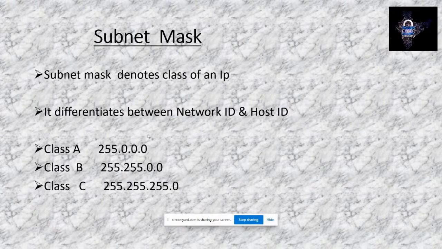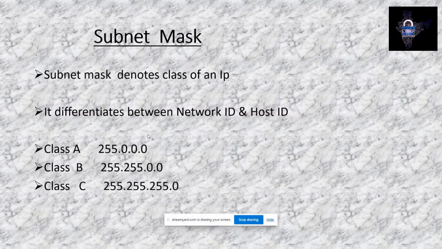We know that in case of Class A, the network part is the first octet, and we assume that all the bits, 8 bits, are on in the network part. So we get the subnet mask of 255.0.0.0. 0 means the host part, and 255 is the network part. So we get the default mask of 255.0.0.0.